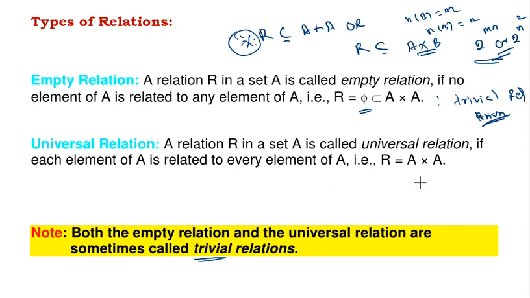Trivial relation. And what is the universal relation? The largest of all the relations. There are 2 power n square relations, and out of these 2 power n square relations, one relation is the largest relation. That largest relation is called universal relation.